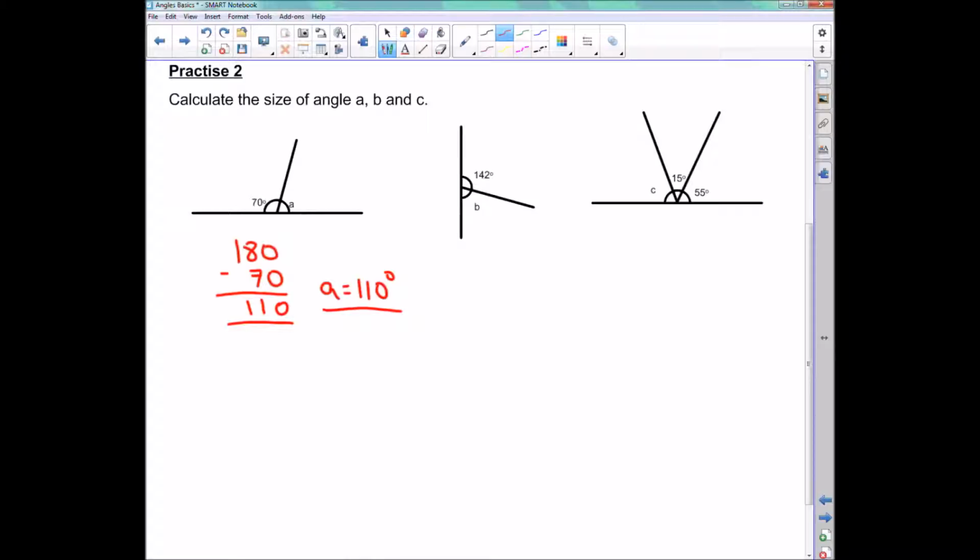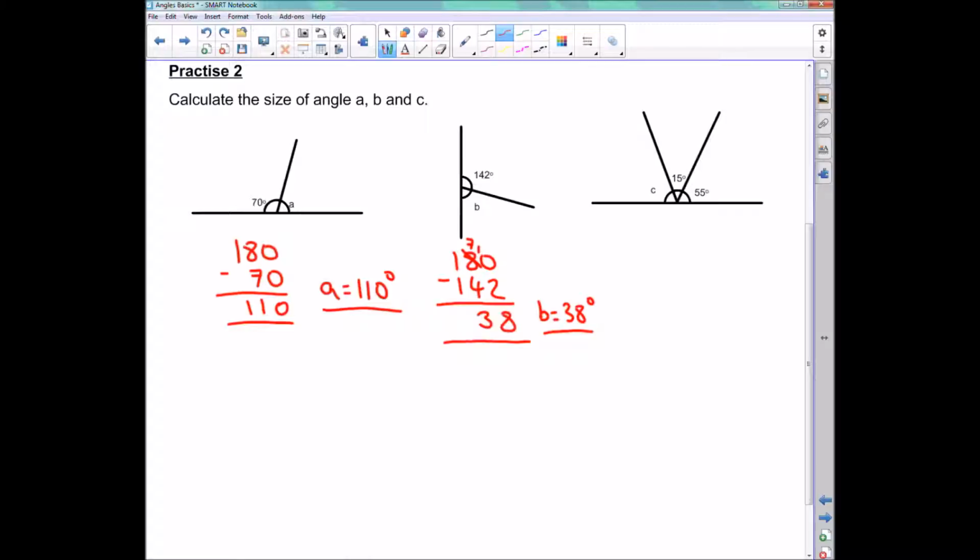For B, exactly the same thing, only this time the straight line is tilted. So I'm going to do exactly the same method I've done before. 180, take away 142, borrow from the 8, 10 take away 2 is 8, 7 take away 4 is 3, 1 take away 1 is 0. So that means that B is 38 degrees.